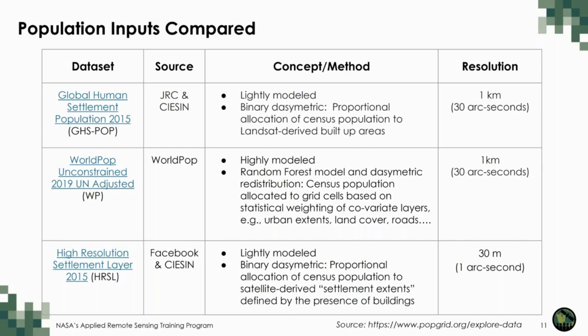HRSL is another lightly modeled product that allocates census population to satellite-derived settlement extents defined by the presence of buildings in high-resolution imagery. HRSL is only available at 30-meter resolution, and while it will eventually be a global data set, it is currently available for only 179 countries. Each of these data sets uses a different methodology to define settled areas and allocate population to those areas.